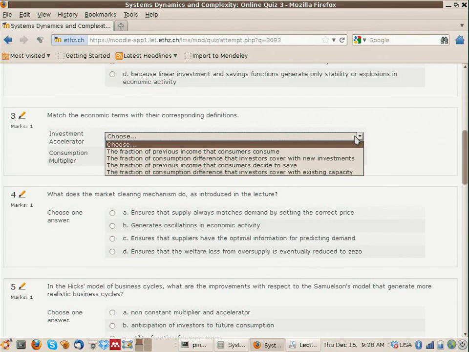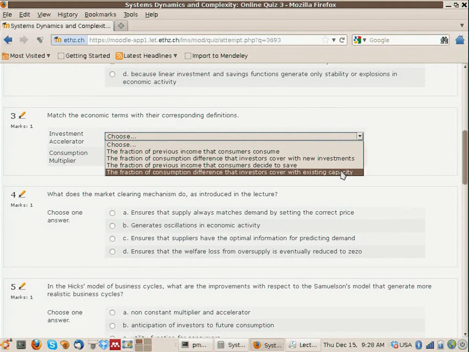So we need to have new investments. This answer, the fraction of consumption covered with existing capacity, is what this theory of accelerator multiplier assumes away. Right? Remember, according to this theory, we never have unused capacity. We always have full capacity, exactly to avoid situations where we have an increase in consumption, but due to unused capacity, we do not induce new investments. So we want to remove this possibility, and that's why we assume full capacity.